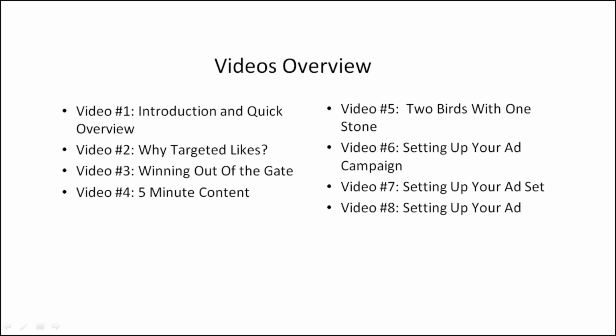Video number 4, we'll talk about how to create content fast. So 5-minute content. In other words, how to create content that actually converts. Video number 5, we're going to talk about 2 birds with 1 stone, which is basically a conversion factor. So we talked about how to create content. How do we know what content is going to convert into sales, into leads, into profits? So we'll talk about that. Video number 6, 7, and 8 is where we jump in and we show you how to actually run an ad campaign. Video number 6 is all about setting up your ad campaign. Video number 7 is all about setting up your ad set. And of course, last but not least, video number 8 is about setting up your ad.